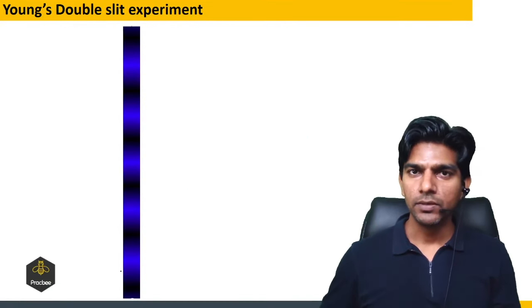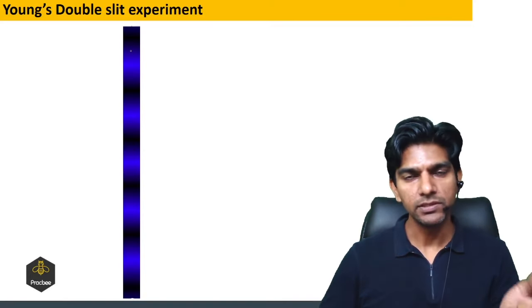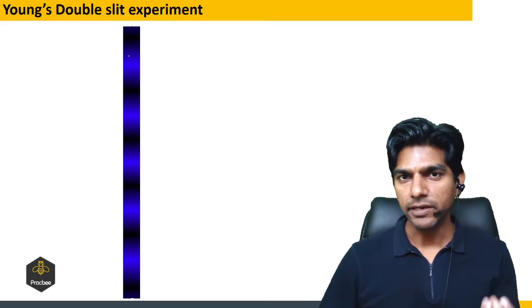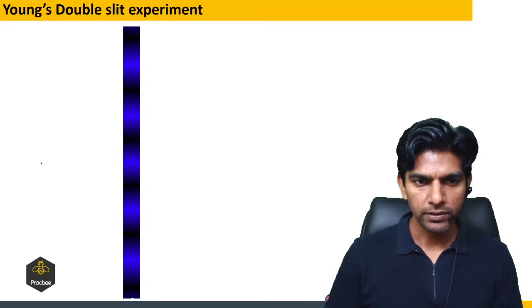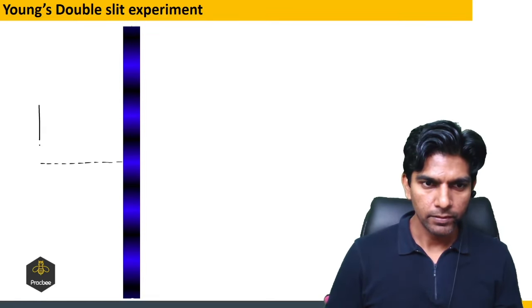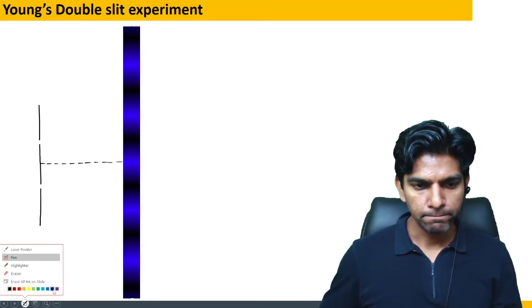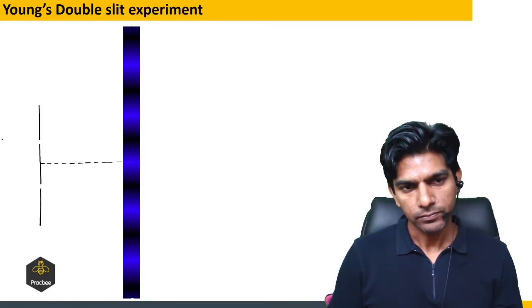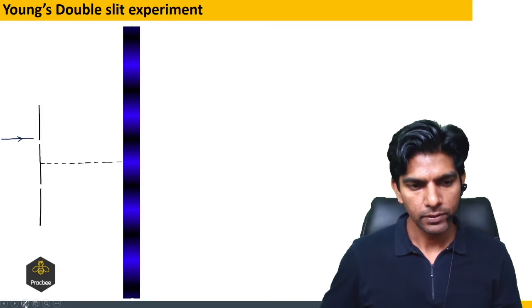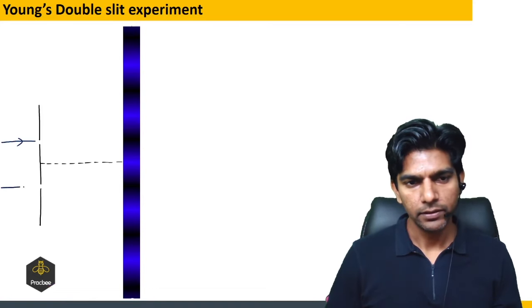So this is the Young's double slit experiment setup. And here we have the screen, and on the screen we have a sustained interference pattern. So let me show you the screen. We have a double slit, and let us say planar wavefronts are approaching the double slit, right? So we have planar wavefront.